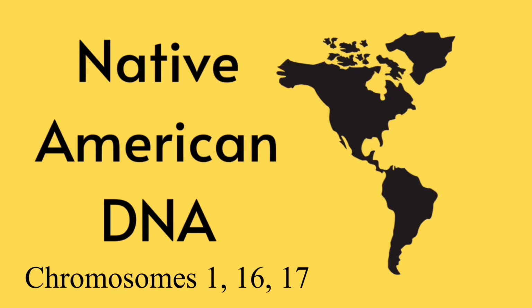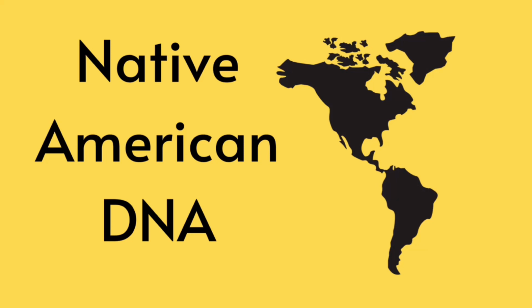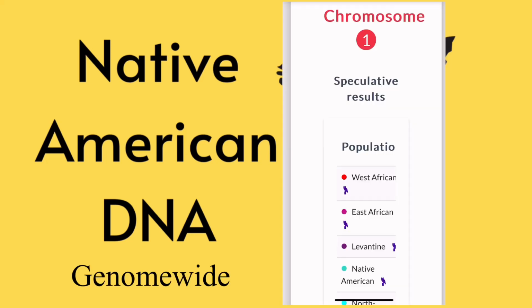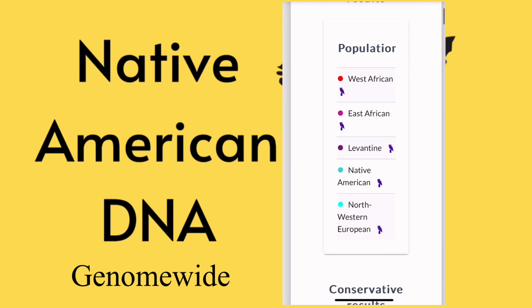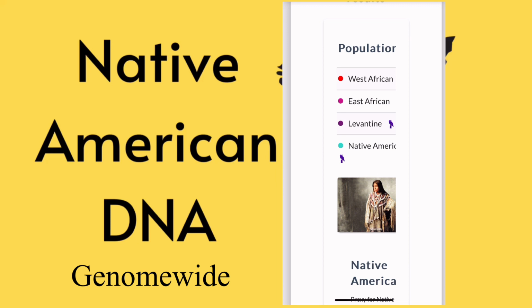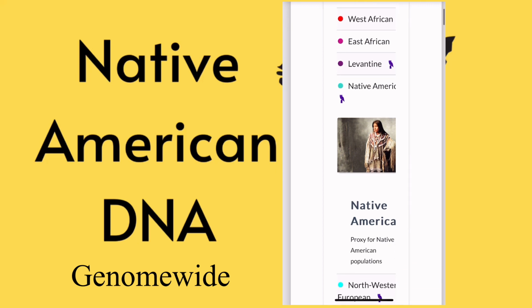According to these tests, Native American ancestry shows up on chromosomes 1, 16, and 17. The Oxford Dictionary defines Native American as a member of any of the indigenous peoples of North, Central, and South America. Starting with genome-wide results, we see here on chromosome 1, speculative results, it shows Native American, and it shows here proxy for Native American populations.